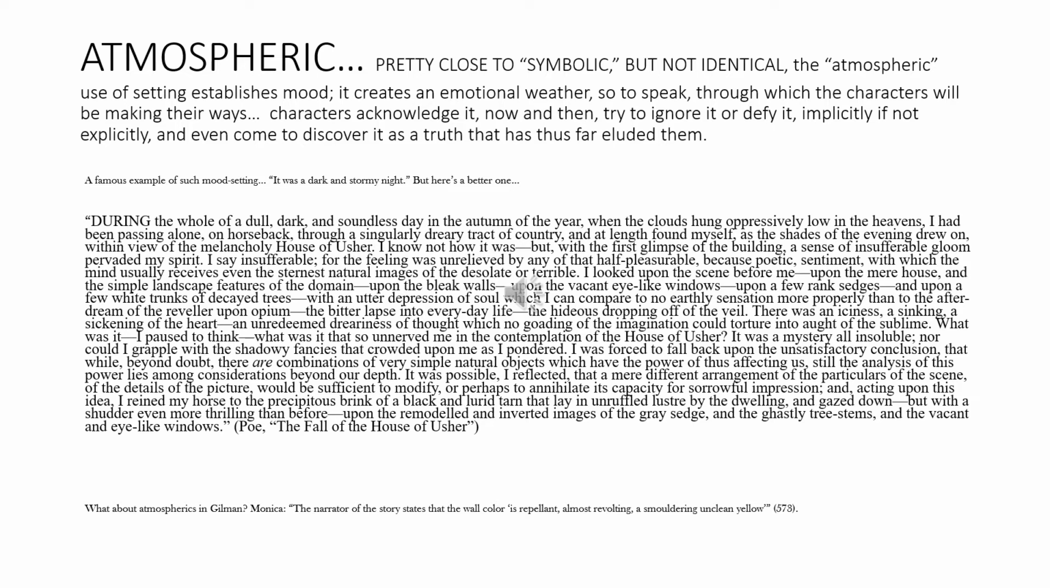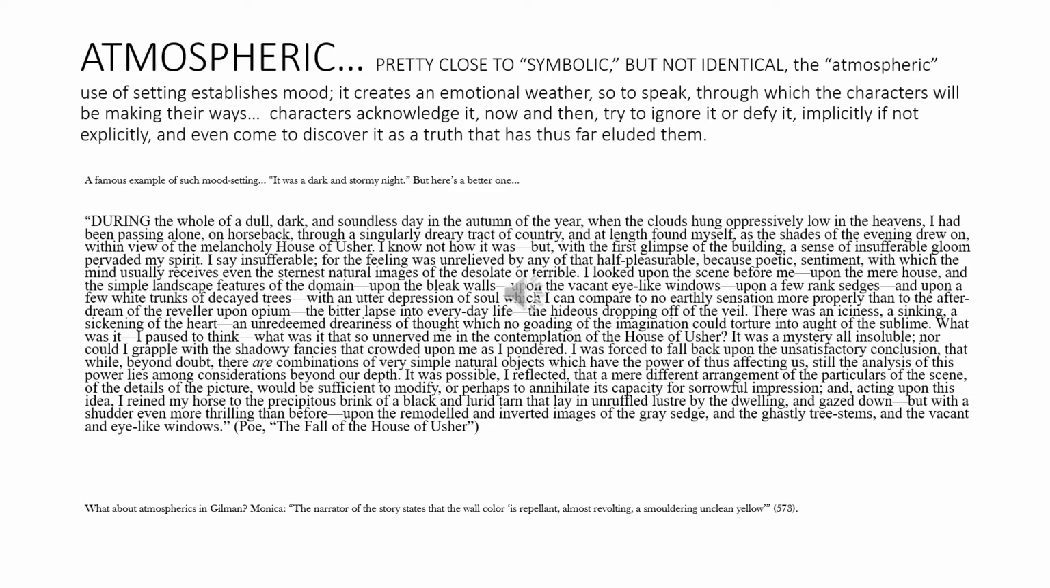Vacancy, staring upon him through its windows, as it were, which, by the way, return at the very end of the paragraph. They stare upon him with the vacancy of a kind of non-present subject, a subject that is there but not there, not all there, right? As it stares out of these windows contained within the house. Drop down to that final sentence where he says, "acting upon this idea," he's just had an idea. He reports, "reining his horse to the precipitous brink of a black and lurid tarn," that, again, I see as more atmospheric than specifically, pointedly symbolic. "A black and lurid tarn that lay in unruffled luster by the dwelling."